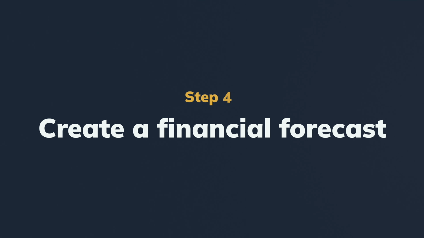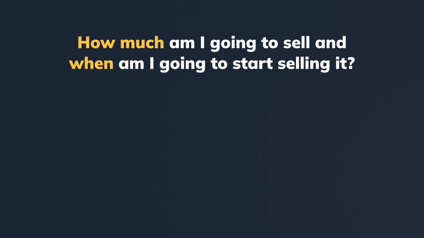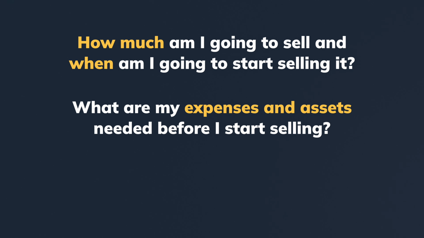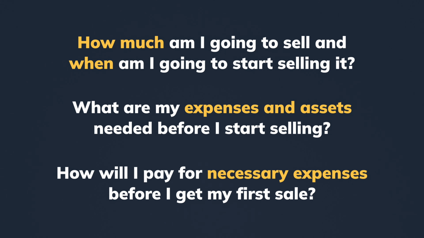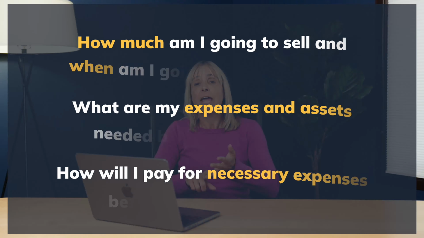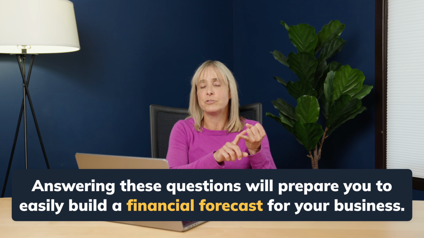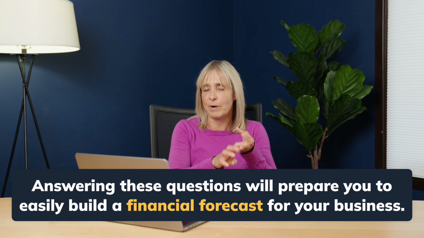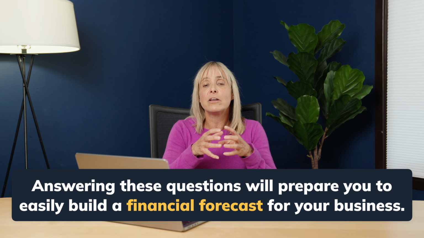So how do you figure out that cash and what's required? In order to really lay this out and make it simple, what you want to do is put a forecast together. You want to think about how much am I going to sell and when am I going to start selling it? What are all my expenses and assets that I have to put together before I start selling? And then how am I going to pay for my supplies and my vendors even before I get sales? That will be a full forecast: your revenue forecast, your personnel, your direct costs, your expenses, and that'll allow you to also put your cash assumptions in there.